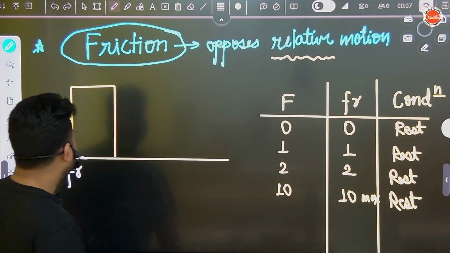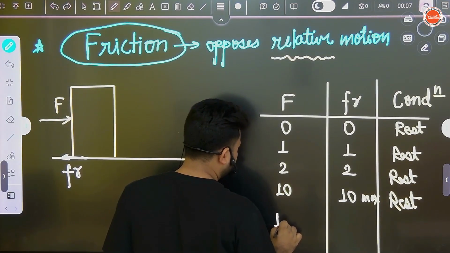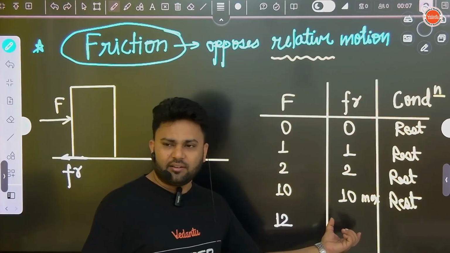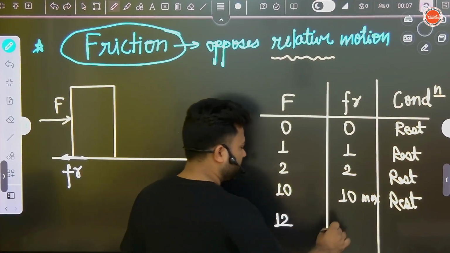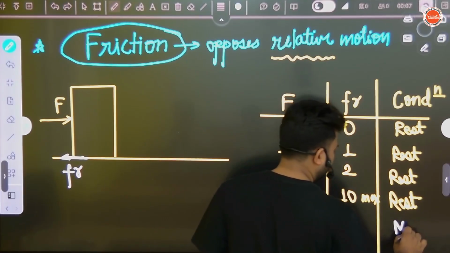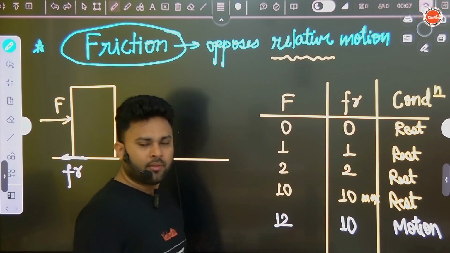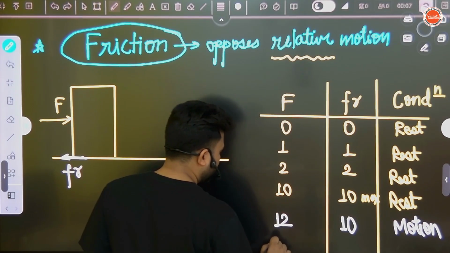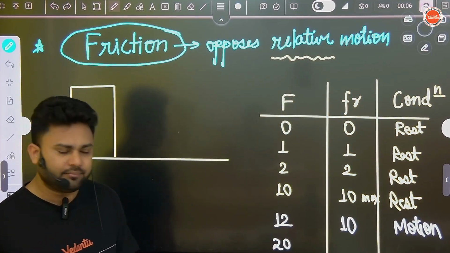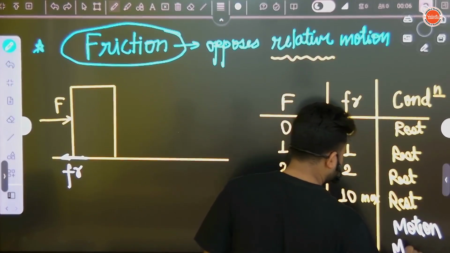Correct? Now if further you apply force, suppose 12 Newton, how much friction will apply? It will apply the maximum only, 10. Now the object is in motion. Again, if you apply 14 or 20, whatever, how much friction will apply? Its maximum, 10. And the object will be in motion.